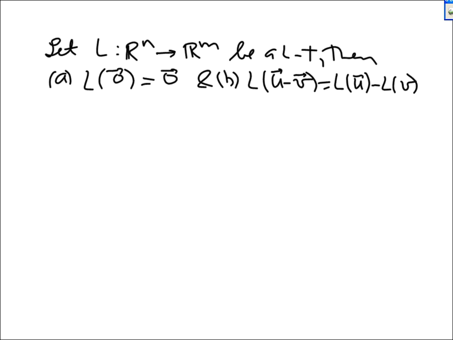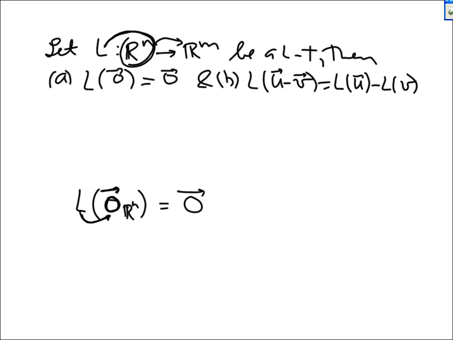Okay. Now, before we prove A, let's look at A a little bit more closely. You take L of things in Rn. So the zero vector that I'm taking L of must be in Rn. And when you take L of things in Rn, you get things in Rm. And I'm taking L of something, and what I'm getting must be in Rm.